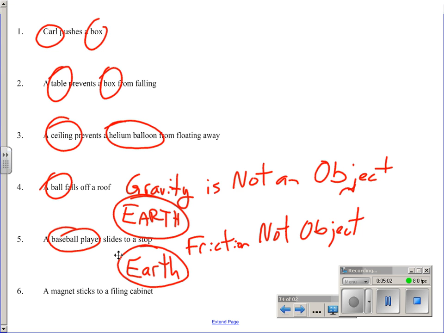The last example here is kind of a silly one. A magnet sticks to a filing cabinet. So you've got this magnet, the filing cabinet is attracted to it. So your two objects are the magnet and the filing cabinet. Okay, so anyway, that's got to be your first step. When you're doing a Newton's third law problem, your first step has to be figuring out what those two objects are.